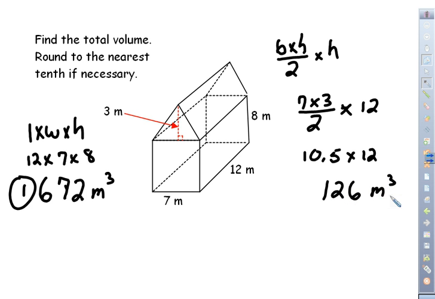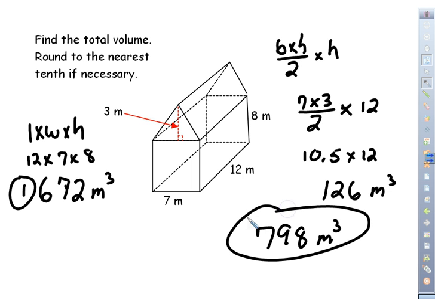Now what you need to do again is add the two shapes together, and you get a grand total of 798 cubic meters. Okay.